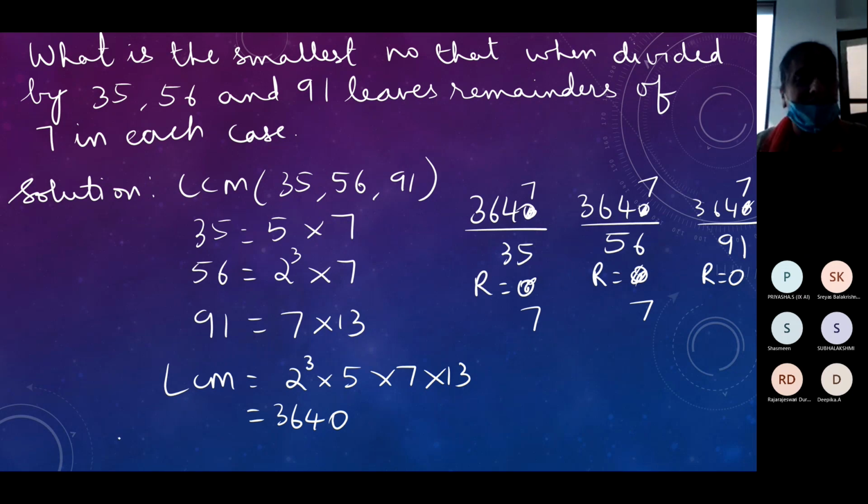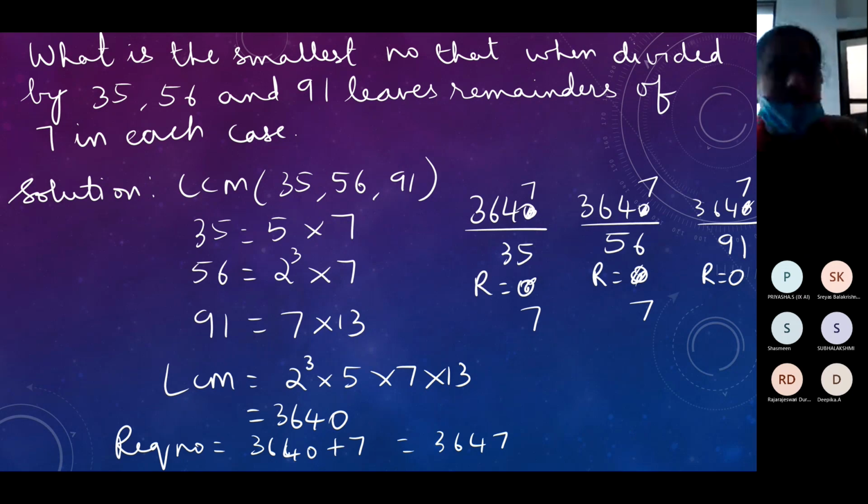So here the required number is 3640 plus 7, which is 3647. Because LCM meaning remainder will be 0. Increase the LCM by 7. Then when you divide, 7 will be the remainder in every case. So that's the question: what is the smallest number that when divided by these 3 numbers leaves remainder 7? So 3647 is the smallest number. And when you divide that number by 35, 56, and 91, the remainder will be 7 in all the cases.